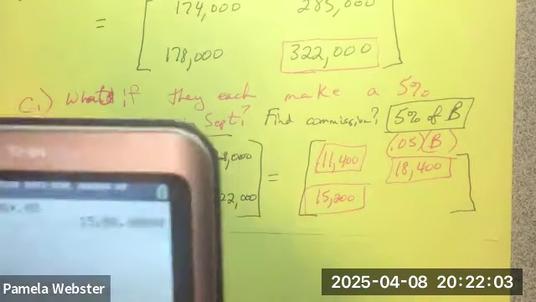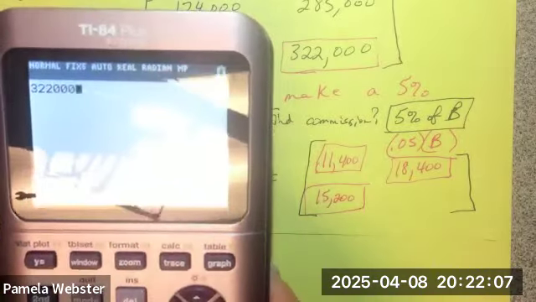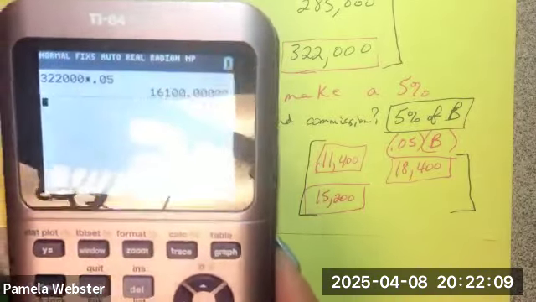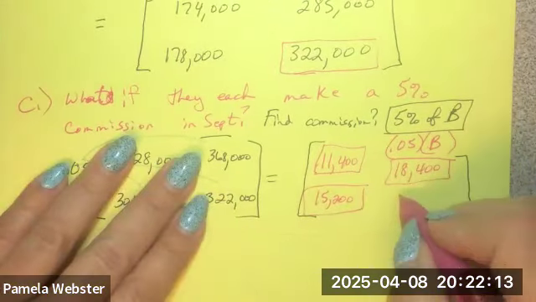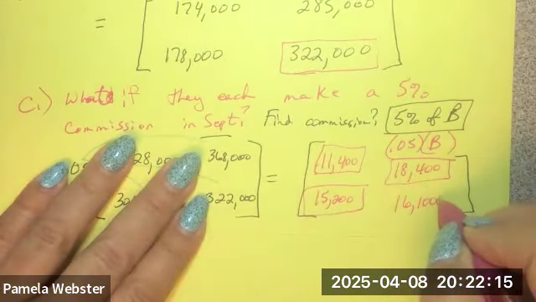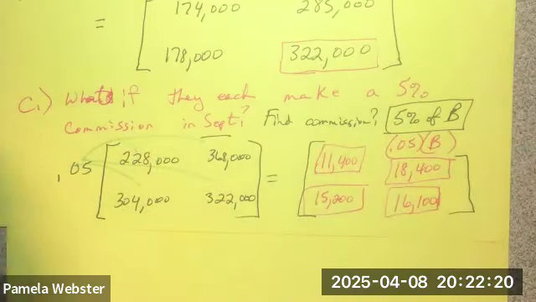And last but not least, 322,000 times 0.05. 16,100. Okay. So that's what we've got. Those are their commissions. They're making great money. If they could do that every single month, they'd be doing really well. They're probably not doing that every single month, but that's what they had for September.